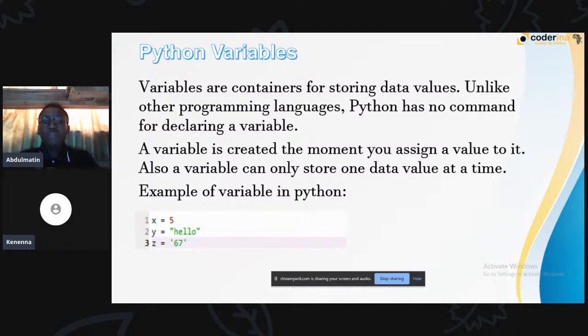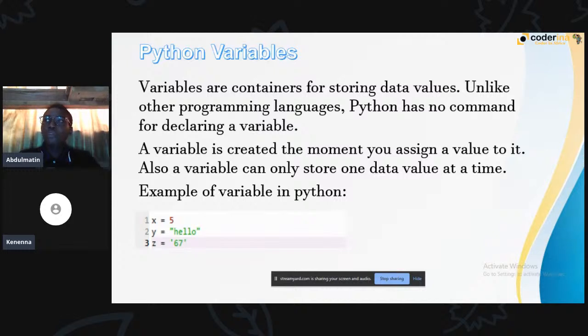Also, a variable can only store one data value at a time. What that means is you can't say x is equals to 5, comma, hello, comma. No, you can only do one at a time. You can only do x is equals to 5, y is equals to hello, and z is equals to 67. So those are examples of data.